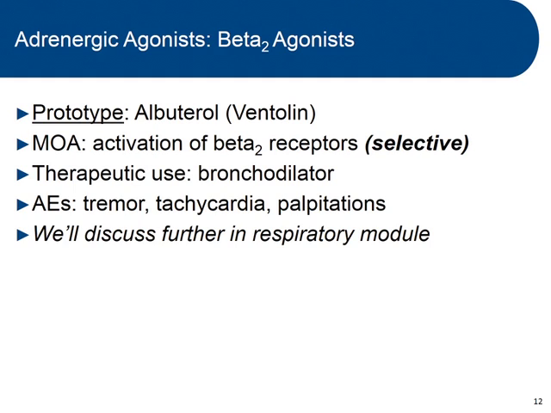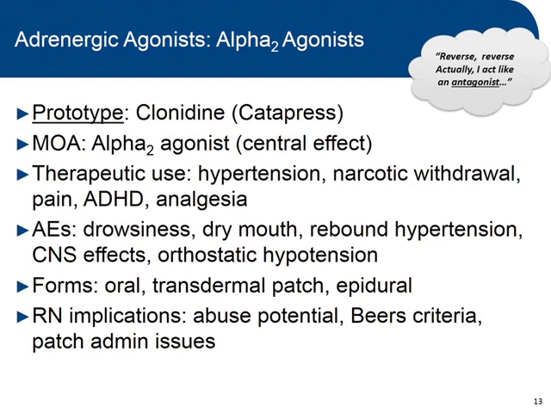Some adverse effects that you could see: tremor, tachycardia, palpitations. These aren't surprising if you understand how stimulation of the adrenergic system and how those effects occur. We're not really going to discuss this further at this point. When we get to the respiratory module, we'll talk a lot more about albuterol.